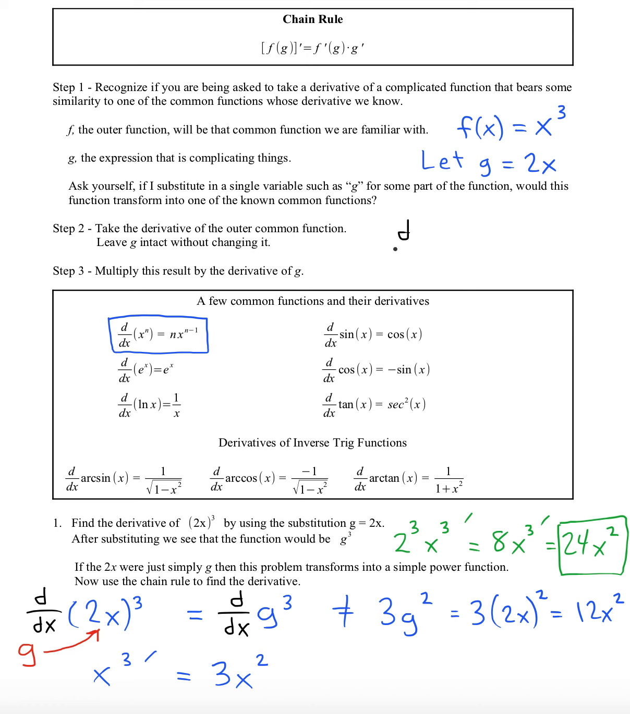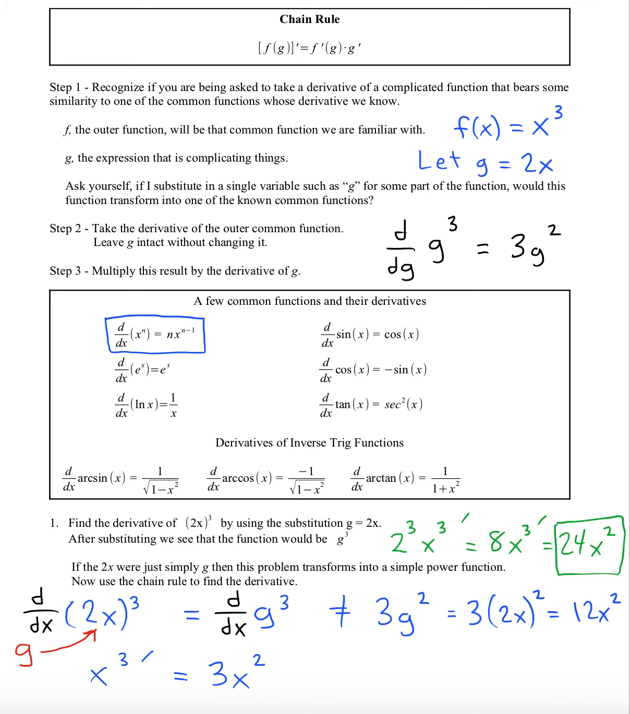See, if it had been d over dg of g to the third, well then, no question, it would have been 3g squared, and that would have been the end of it. But this is d over dx of g to the third. So there's a mismatch with the variable in our function versus the differential in the denominator here. And that is where chain rule is going to come into play. So on the next page here, I will show how to use chain rule in this situation to find the correct derivative.